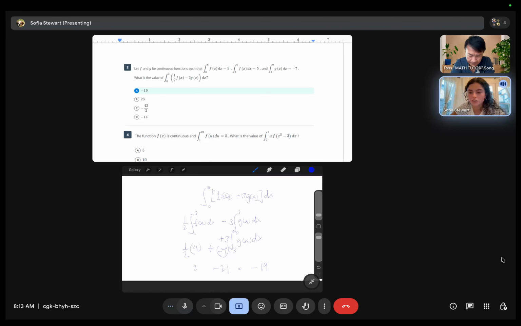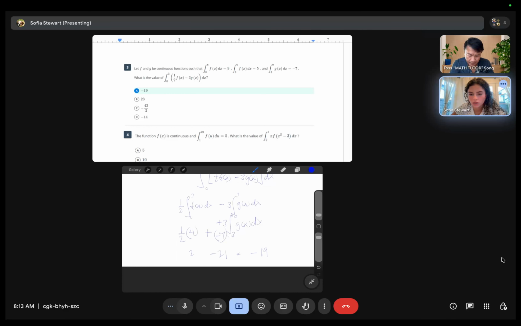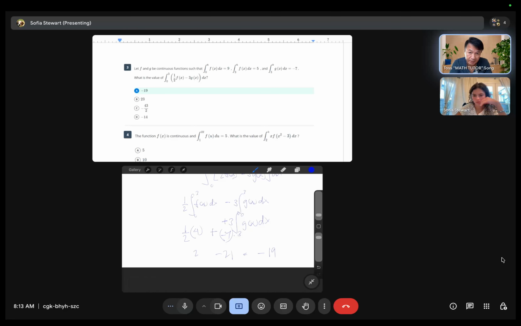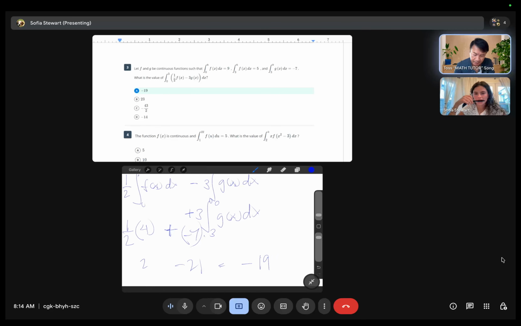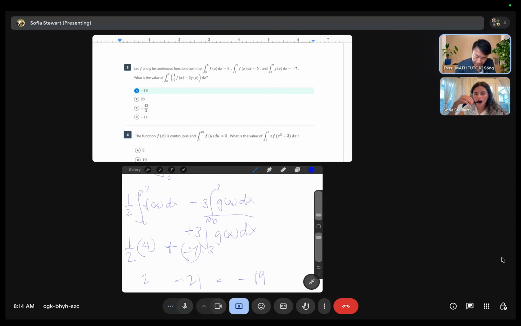I understand the subtraction when you separate it, but where did the -4 go? Wait, -4, +4, right? Because you're going from 0 to 6, but in between is the 3. I get the 1/2 times 4, but then what happened on your other side? It becomes a plus because, you remember, when you flip the upper and lower limit, the coefficient in front of the integral will be negative.